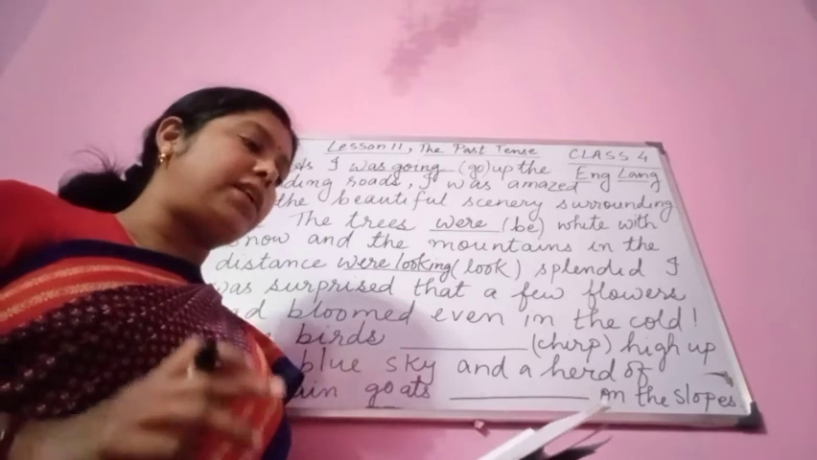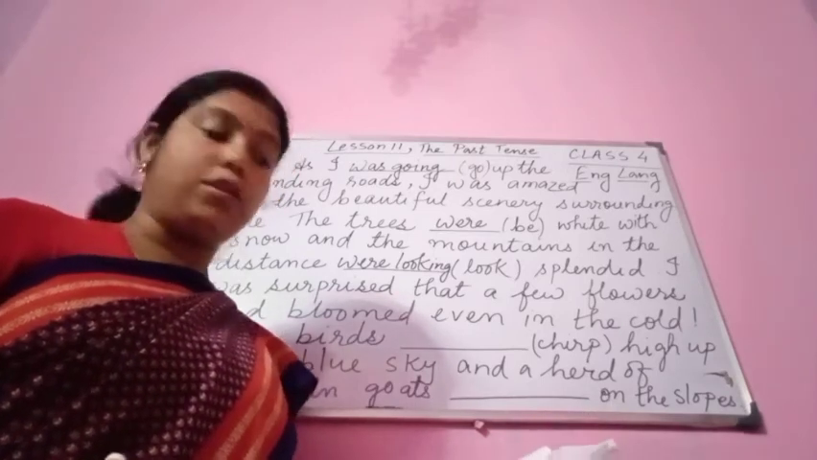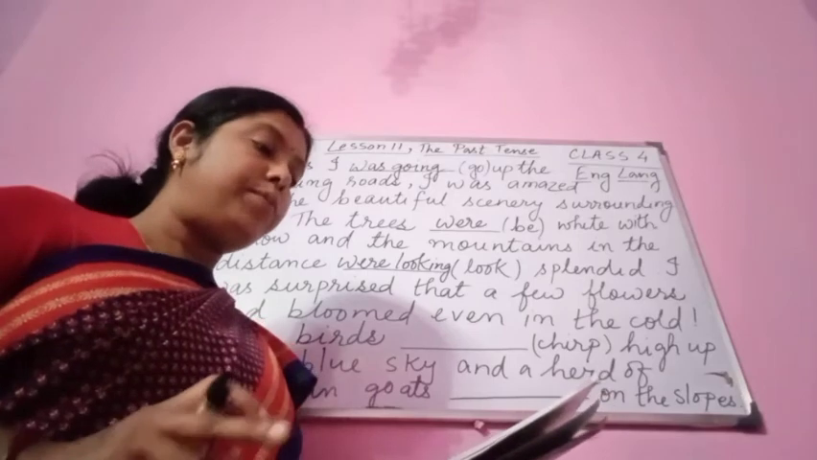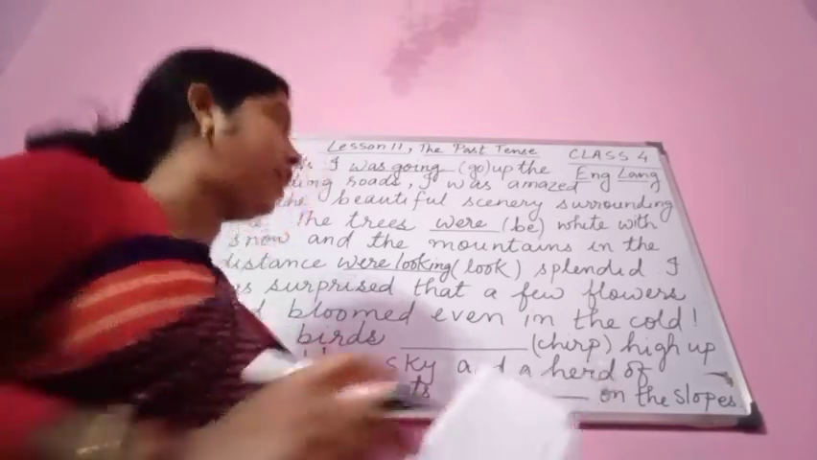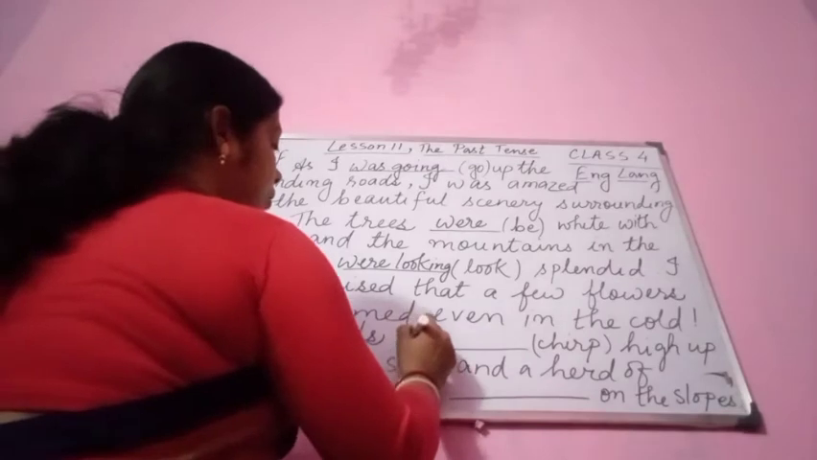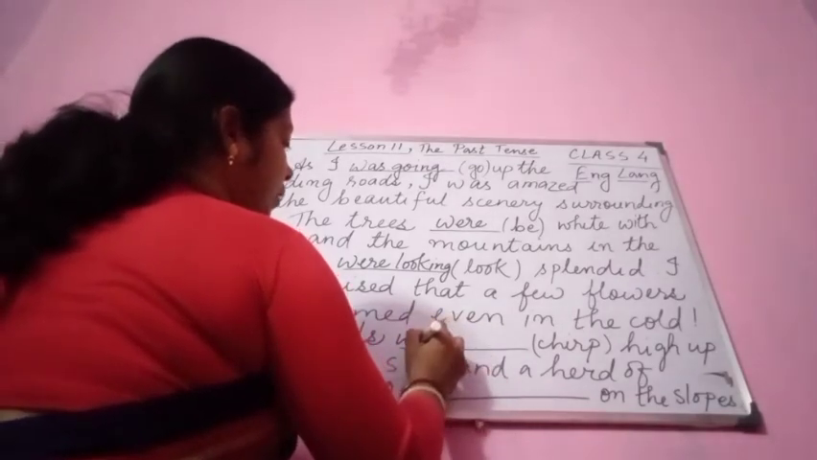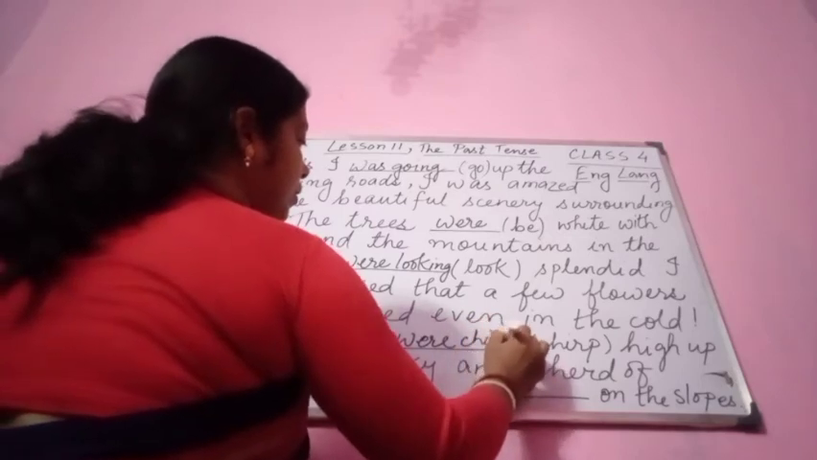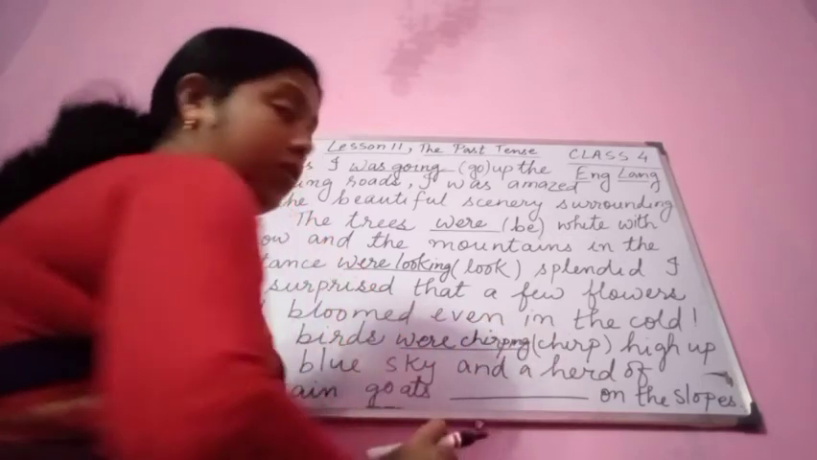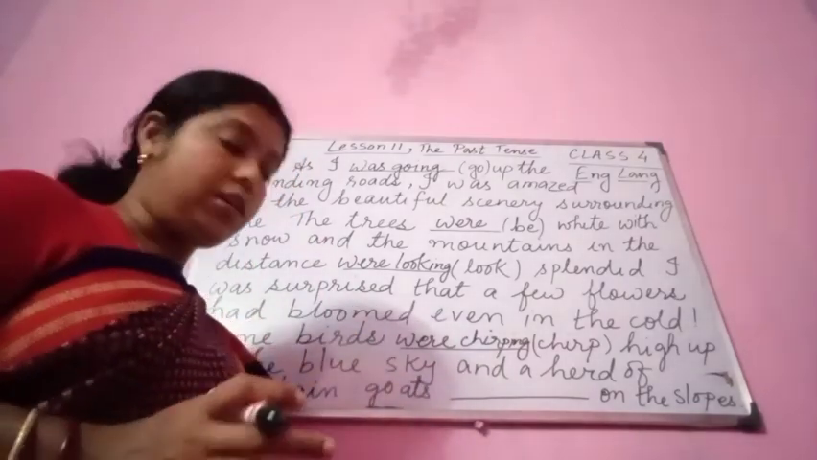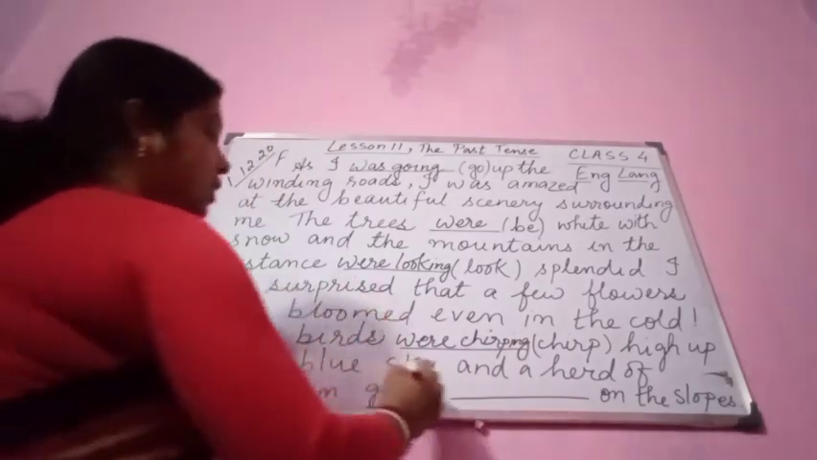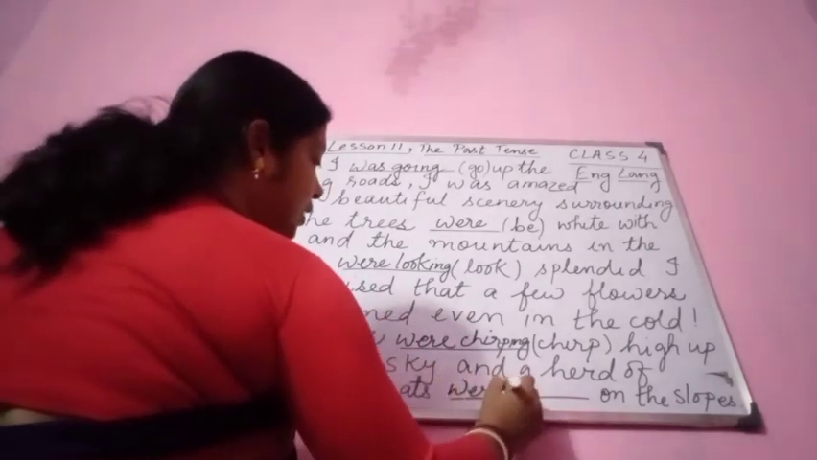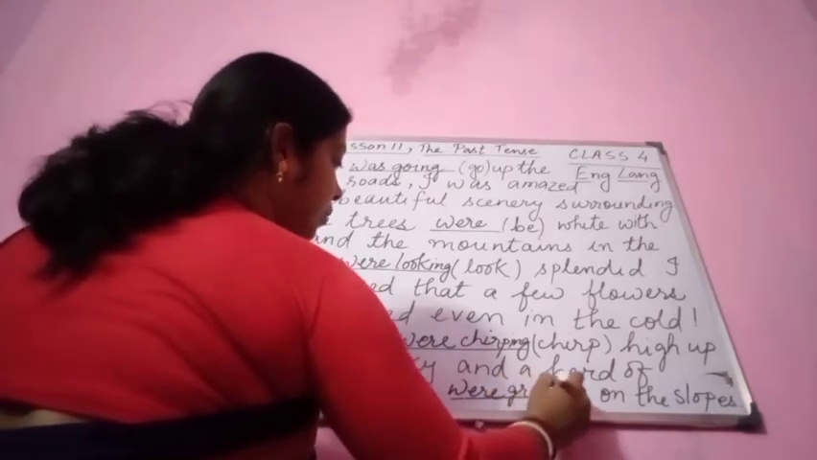I was surprised that a few flowers had bloomed even in the cold. Okay, then some birds were chirping high up in the blue sky. Some birds were chirping. Okay, we are using past continuous tense here, because the birds will chirp for some time, isn't it? So the birds were chirping high up in the blue sky and a herd of mountain goats were grazing. They were doing their work. They were grazing, which was continuing for some time. Okay, they were grazing on the slopes.